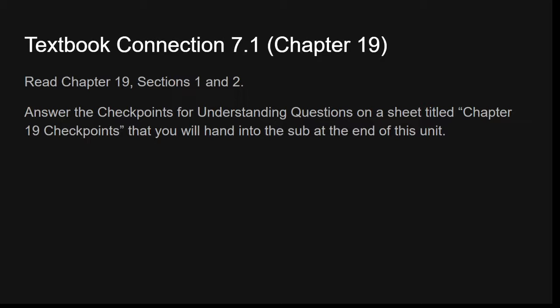We know that our objective is to be able to identify the sources and effects of air pollution, and I think that we have done that. So let's talk about your textbook connection. You're going to be in chapter 19 in the textbook, and you're going to look at sections 1 and 2. For the next couple of topics, you're going to be in 1 and 2 several times. So you don't have to stress out about answering all of those checkpoint for understanding questions yet, because we're going to hit them in other topics. Just make sure by the time we finish this unit that you're done with all of them. Okay, so you're going to put that on one sheet of paper called Chapter 19 Checkpoints, and you're going to start working on Sections 1 and 2.